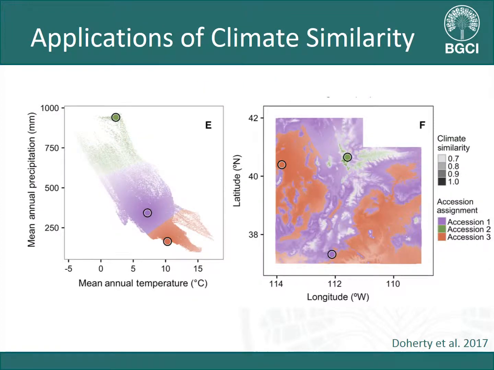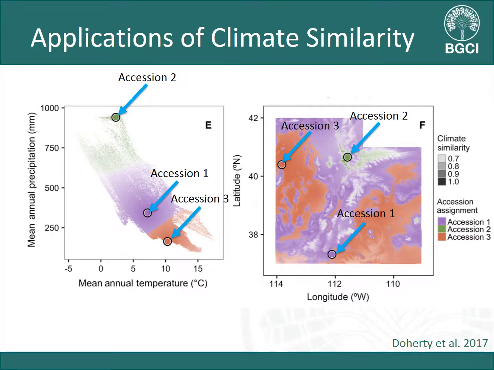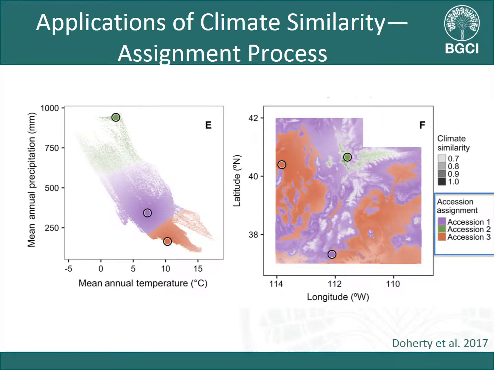We can map climate similarity to multiple sources. Here we have performed this exercise for 3 sources, Accession 1, Accession 2, and Accession 3, depicted as purple, green, and red points. Regions are colored depending on whether the climate is most similar to Accession 1, Accession 2, or Accession 3, in a process we refer to as assignment.